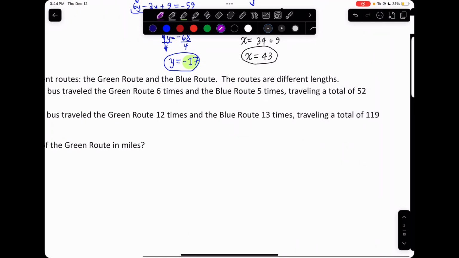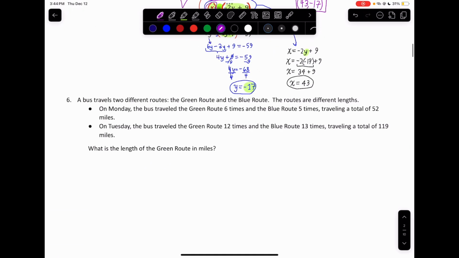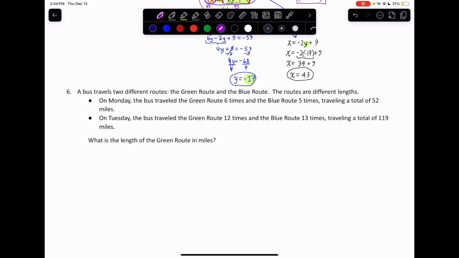Okay, last one for the solving systems of equations section. Let's see, number 6. A bus travels 2 different routes, the green route and the blue route. The routes are different lengths. Cool. On Monday, the bus traveled the green route 6 times and the blue route 5 times for a total of 52 miles. On Tuesday, the bus traveled the green route 12 times and the blue route 13 times for a total of 119 miles. What is the length of the green route in miles?